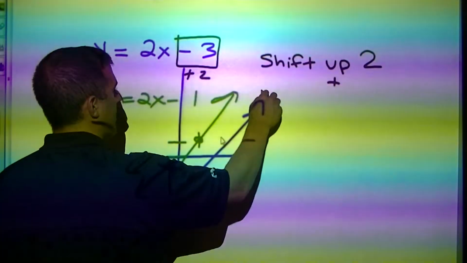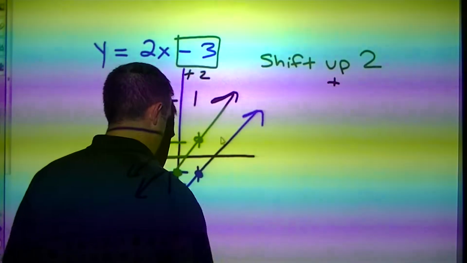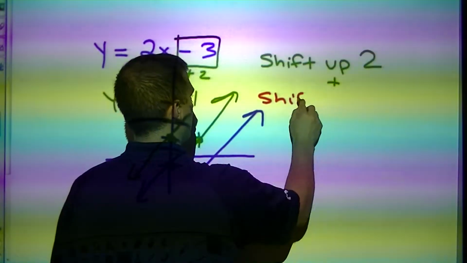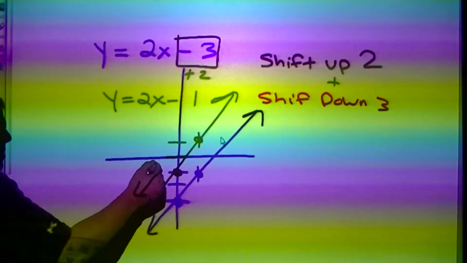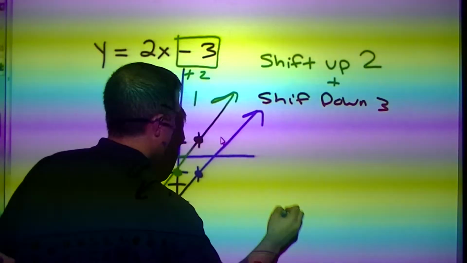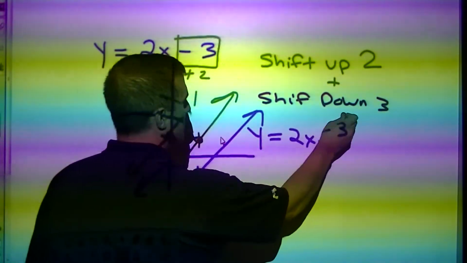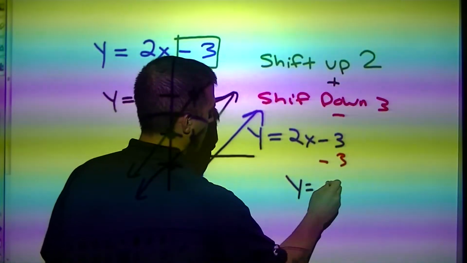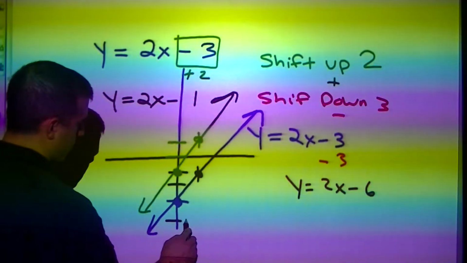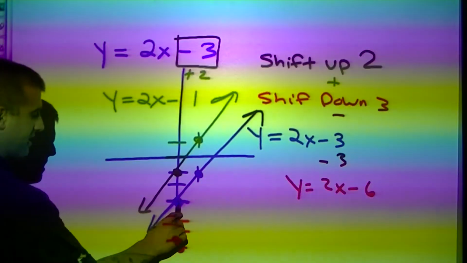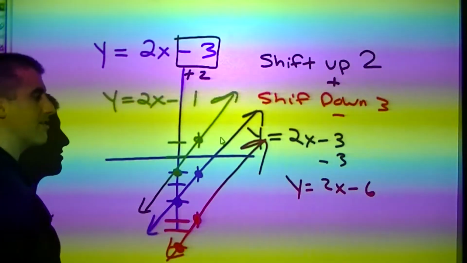Let's say I said a shift down 3. I'll do that one in red. If my blue line is y equals 2x minus 3, shifting it down means negative, so I would subtract 3 more. That's y equals 2x minus 6. So really I'm moving this down 1, 2, 3, 4, 5, and 6. Notice how this is shifted down 3 spaces, up 2 over 1. The red line is an example of shifting down.